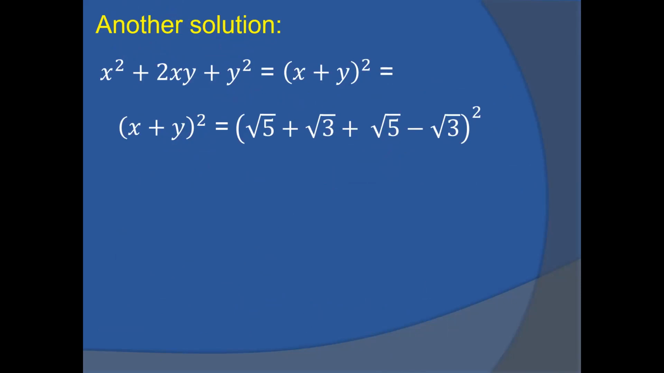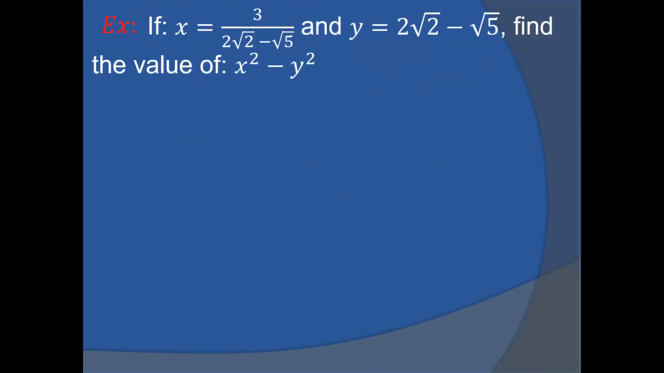Root 3 cancels with root 3. So root 5 plus root 5 equals 2 root 5, squared. So it will be 2 times 2 equals 4, and root 5 times root 5 equals 5. So 4 times 5 equals 20. This is the answer.